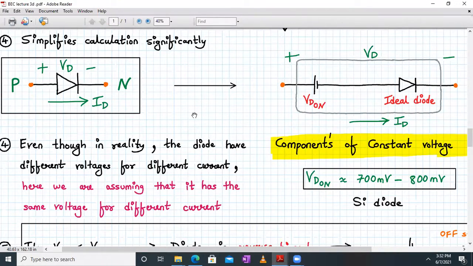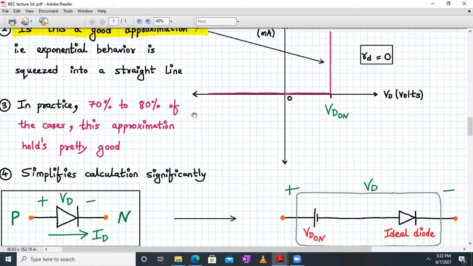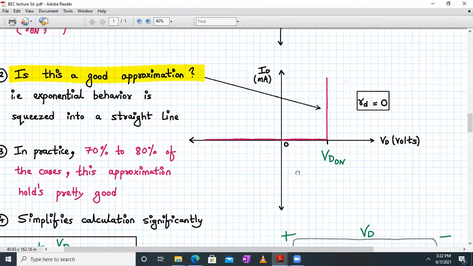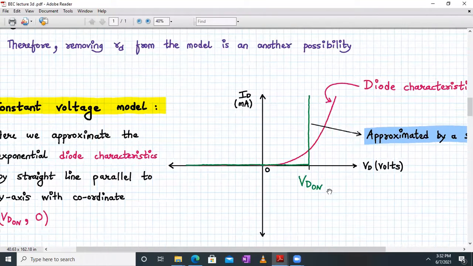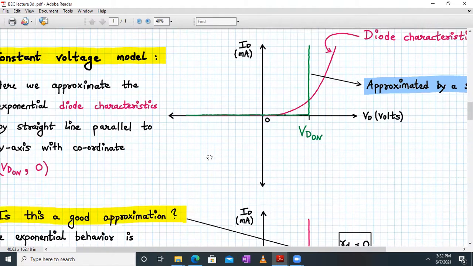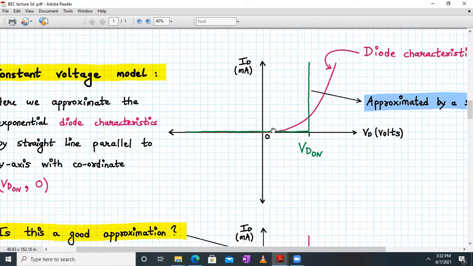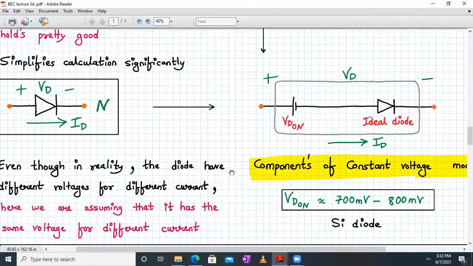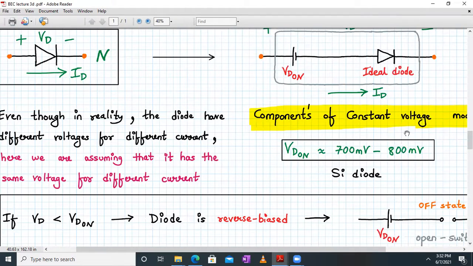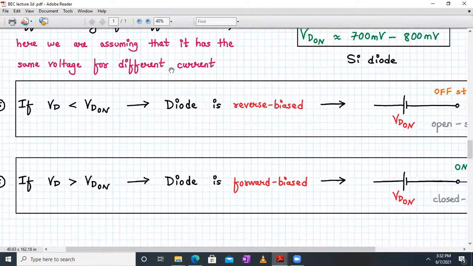Even though in reality the diode has different voltage levels for different currents, here we are assuming that it has the same voltage for different currents. For example, in the actual exponential behavior, the diode voltage increases slightly, but there is a large increase in ID. Okay, so what are we doing here? We are assuming that it has the same voltage for different amounts of current. That is the approximation we are making. Relative to this, we have the equations. VD-on is normally 700 to 800 millivolts for a silicon diode. So this is the primary point.